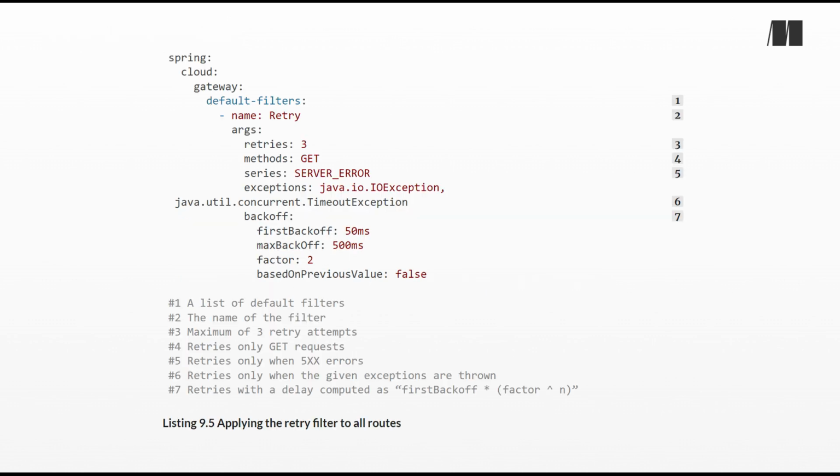By now, you know that you shouldn't keep retrying requests one after the other. You should use a backoff strategy instead. By default, the delay is computed using the formula firstBackoff multiplied by factor to the power of n. If you set the basedOnPreviousValue parameter to true, the formula will be prevBackoff multiplied by factor. Listing 9.5. Applying the retry filter to all routes.